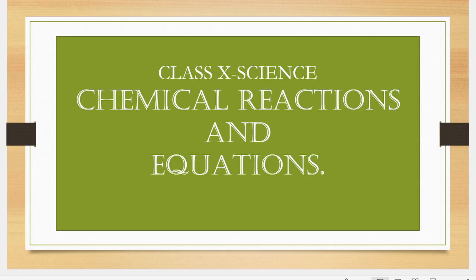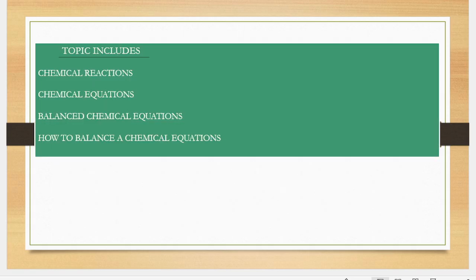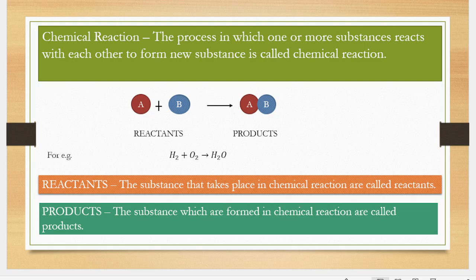In the previous video, we discussed the physical and chemical changes and also the characteristics of physical and chemical changes. So in this video, we will discuss chemical reaction, chemical equation, balanced chemical equation, and how to balance a chemical equation. So let us begin. First of all, what is a chemical reaction?